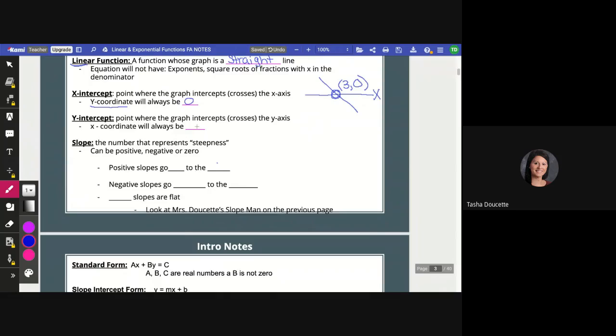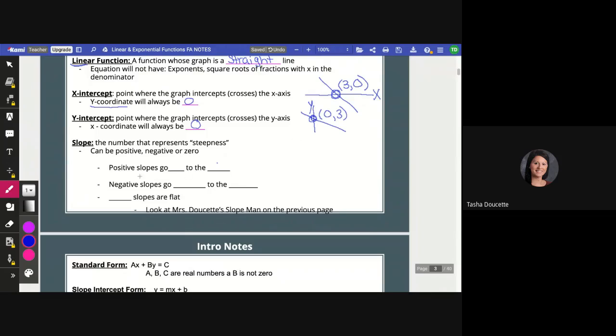Same but opposite is true for your y-intercept. It's the point where the graph intercepts or crosses the y-axis. So we have our y-axis, which goes up and down, and the line crosses that right there. That might be, say, y is 3, and that means that your x-coordinate is always going to be 0.